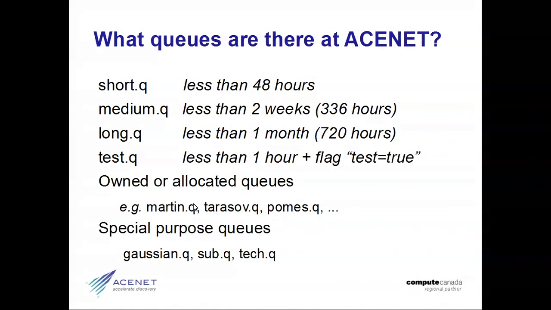You may, if you look at QSum on some of our clusters, see a bunch of other queue names: Martin queue, Tarasov queue, Pomas queue, special purposes queue like Gaussian, Sub, and Tech. Don't worry about these. Basically, these are inaccessible to you unless you happen to belong to a particular research group that has had a custom queue set up for them for some good and valid reason that I won't get into today.